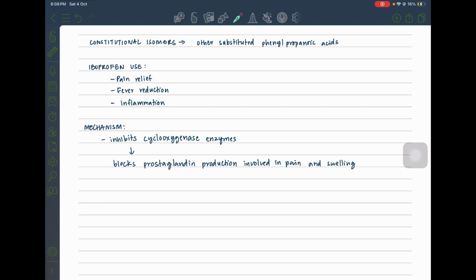The common uses of ibuprofen are pain relief, fever reduction, and inflammation. And the mechanism, or how it usually works, is it acts by inhibiting the cyclooxygenase enzymes in the body, which in turn blocks the prostaglandin production, which is mainly involved in the pain and swelling that we get.